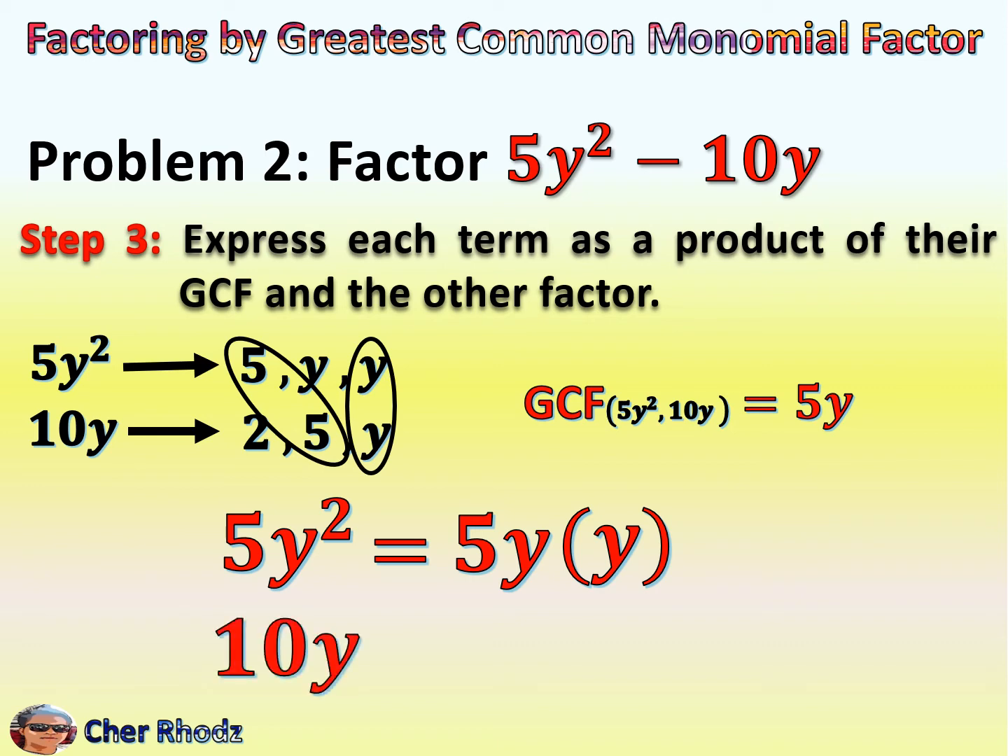Now let's proceed on our second term, which is 10y. Write it as the product of their GCF and the other factor. The GCF is 5y, and the remaining factor is 2. Therefore, 10y is equal to 5y times 2.